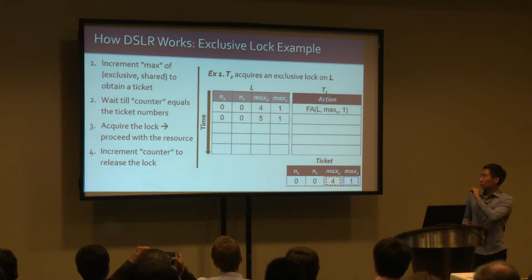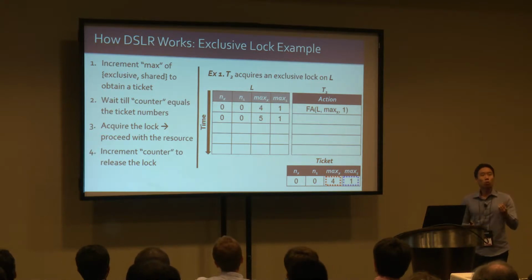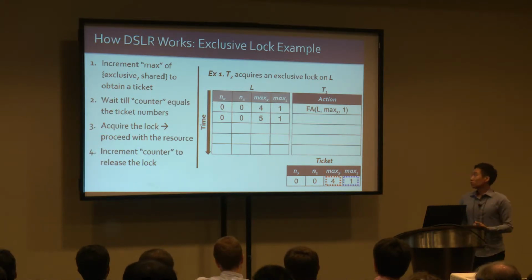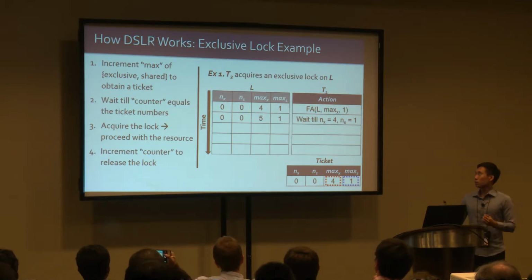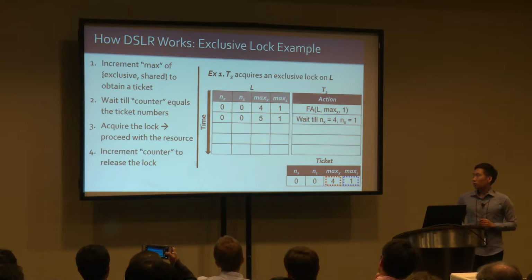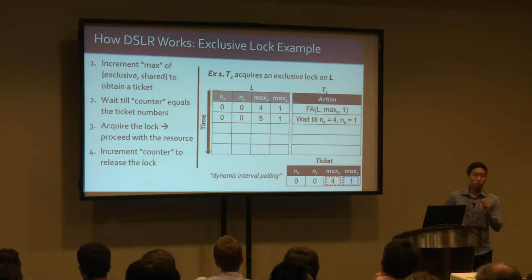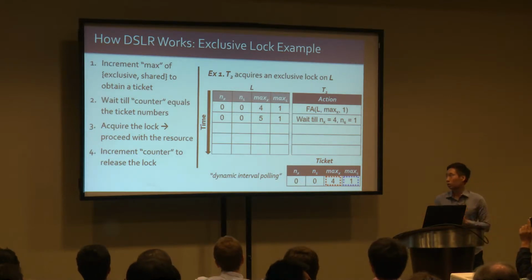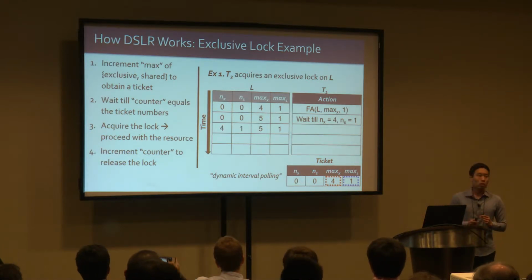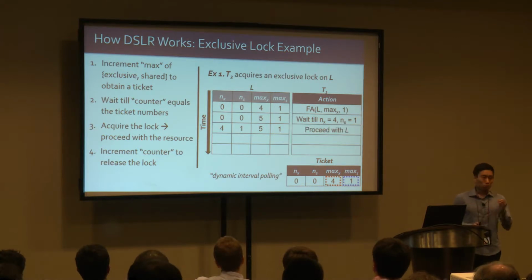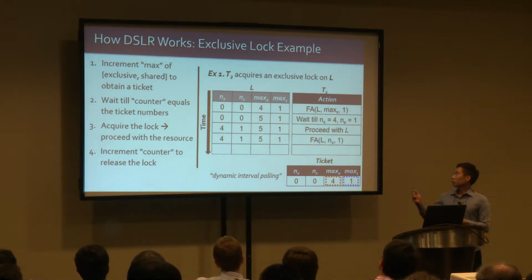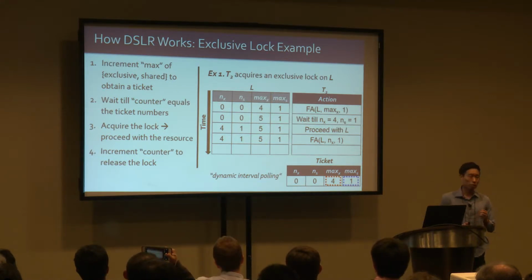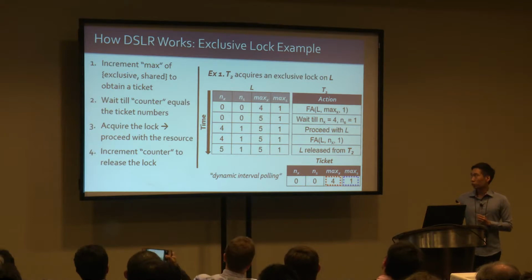At this point, transaction 2 will wait until all previous locks leave the system. To do that, it needs to continuously read the value of L, but with DSLR, we use a technique called dynamic interval polling to do that efficiently. I will talk about this technique a little bit later. Once all previous locks leave the system, it can proceed with L. And once it is done with the object, it can increment the counter to release the object.